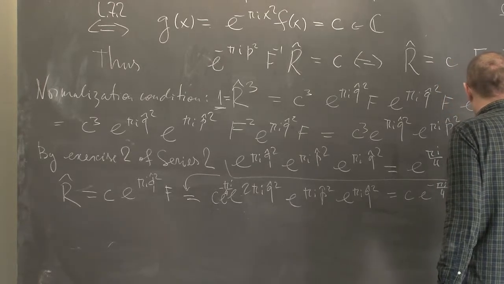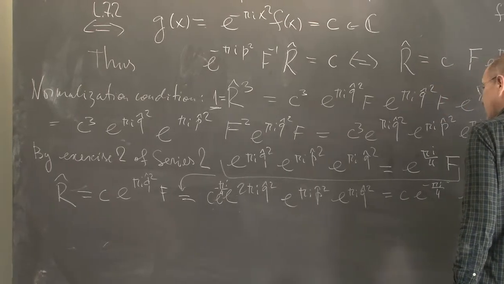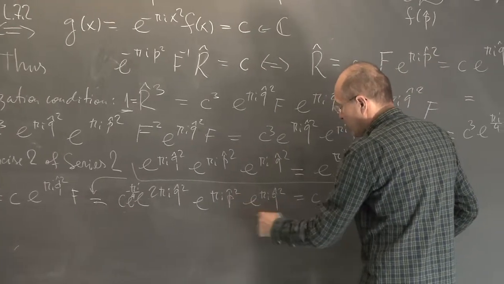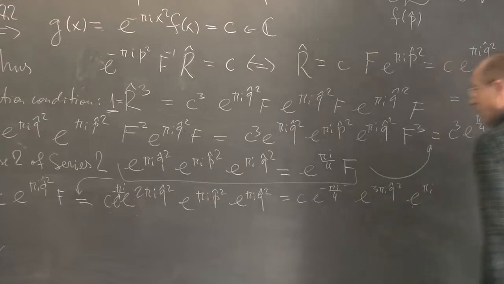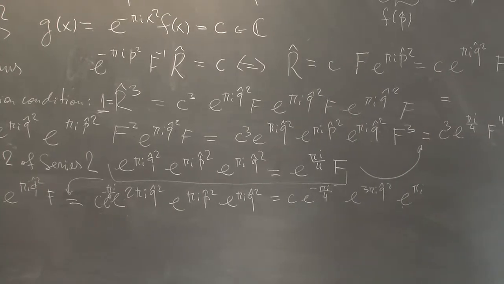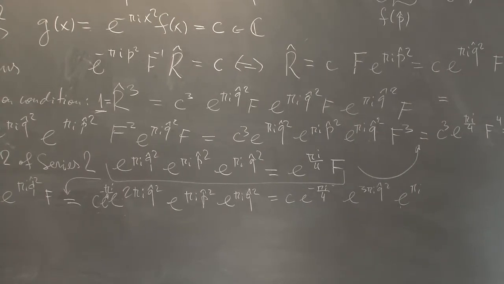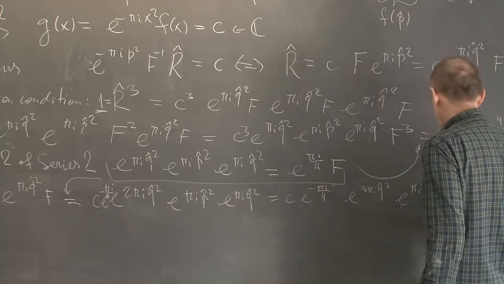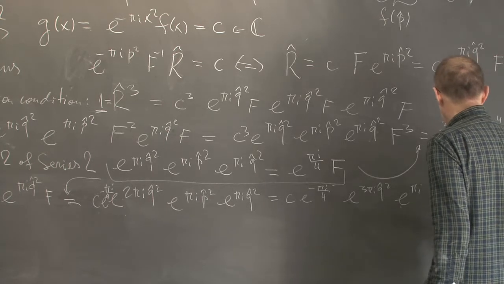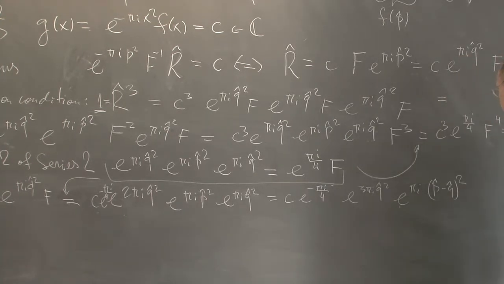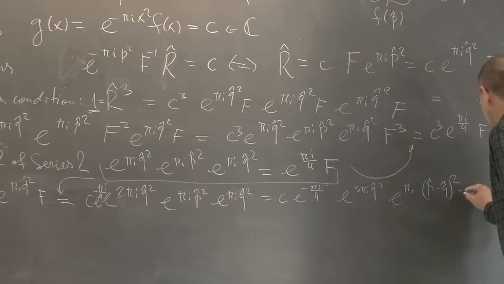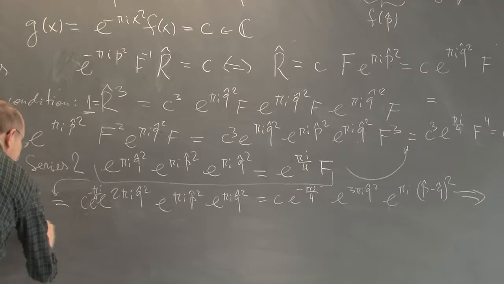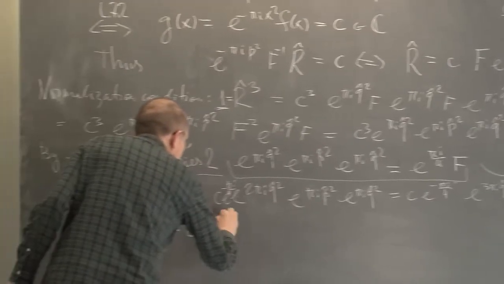e^{3 pi i q^2}, e^{pi i}. And then we have to conjugate P with the inverse of this. And this is the story of Baker, Campbell, Hausdorff. So this is a P hat minus Q hat squared. And now you see that this is equal. So the consequence of that is that zeta is given by C times e^{-pi i/4}.